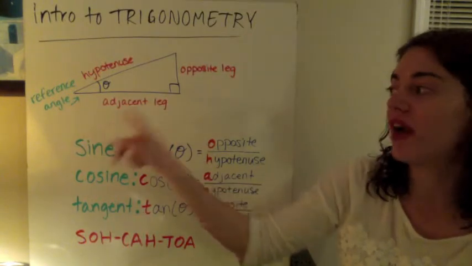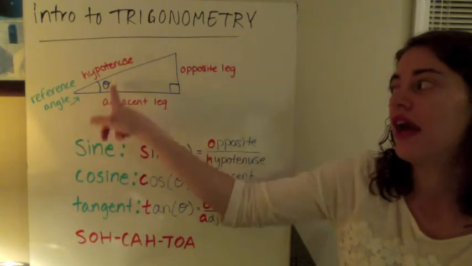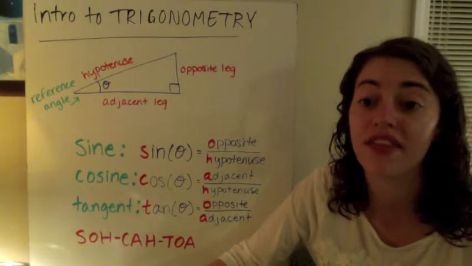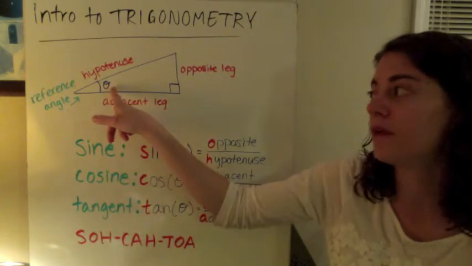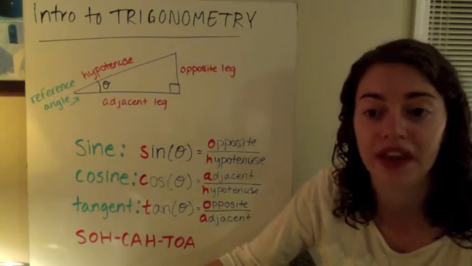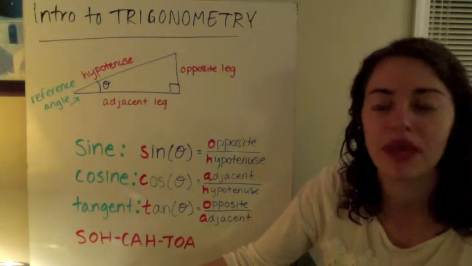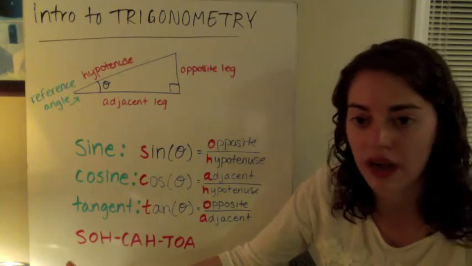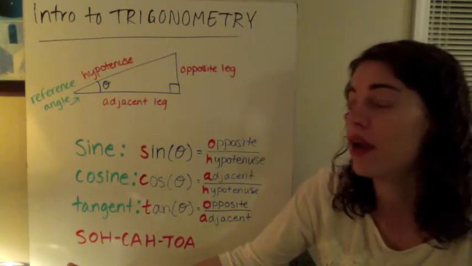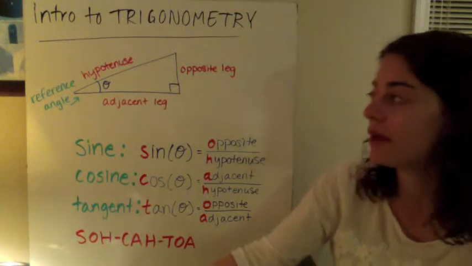So in this example, I've labeled this as my reference angle, and it will oftentimes be labeled as theta. This symbol right here is the Greek letter theta. Sometimes it might be an x or y or a more familiar variable, but it might also be theta. So let's start to work with theta.